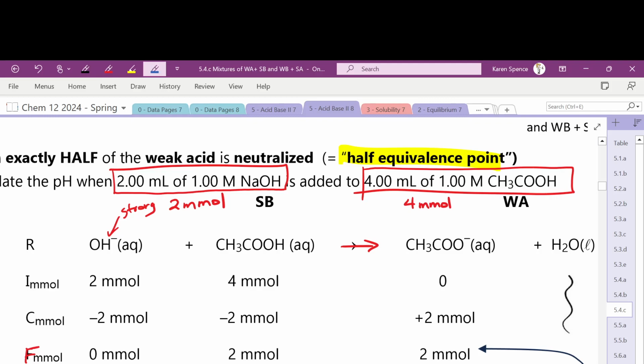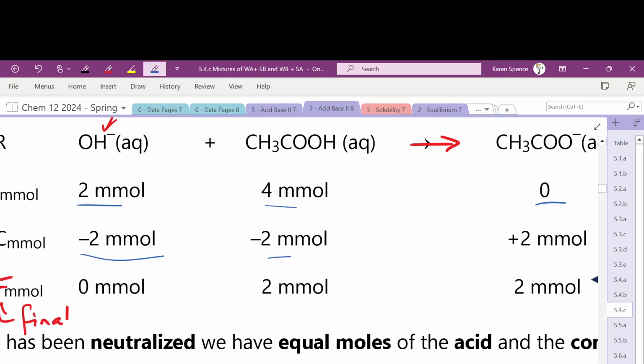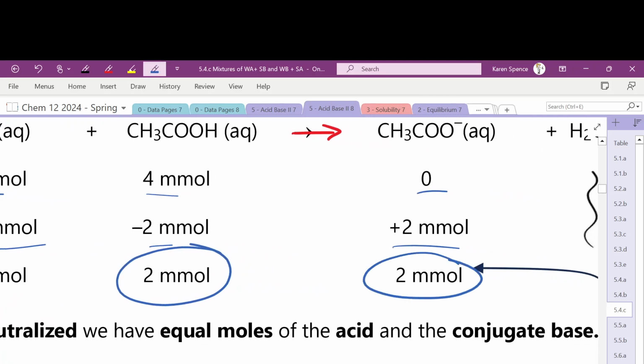So who is our limiting reactant? OH minus. So we plug in our 2, we plug in our 4 and our 0. These go down by 2. This goes up by 2. And you'll notice if I have neutralized half of the acid, the moles of the weak acid are equal to the millimoles of the weak base. Those are the same. And that's what's magic about that half equivalence point, is that the weak acid and the weak base concentrations are the same.